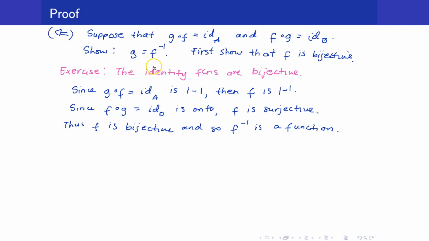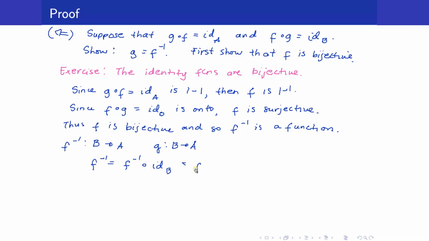Now, they both have the same domain and codomain. F inverse is from B to A, and G is also from B to A. So all we need to do is to show that they are really equal. We now write F inverse as F inverse circle identity function on B. Why is it identity function on B? Because the identity function on B is from B to B and then B to A. Remember, the identity function is the identity, so when you compose it with a function, you still get the function itself.